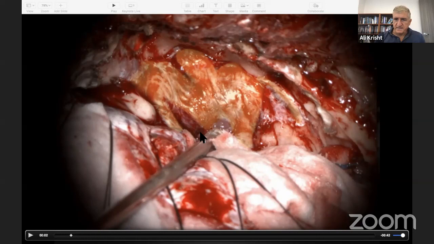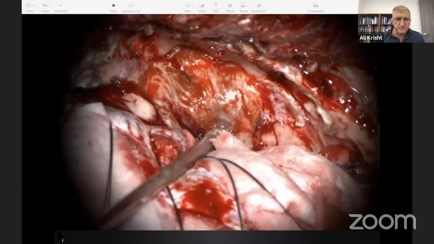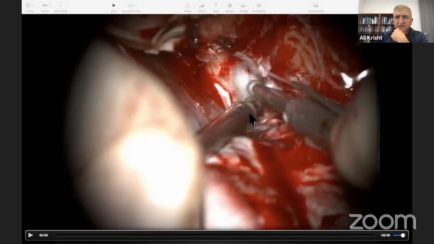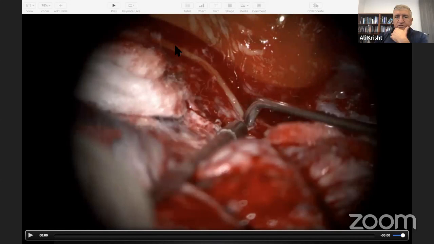So going back to this slide, this is the dissection, verifying all the different structures, then removing the clinoid process. And the importance of removing the clinoid process is you want to identify the third nerve on the lateral aspect. Then we start dissecting the fourth nerve that you see it's coming out.